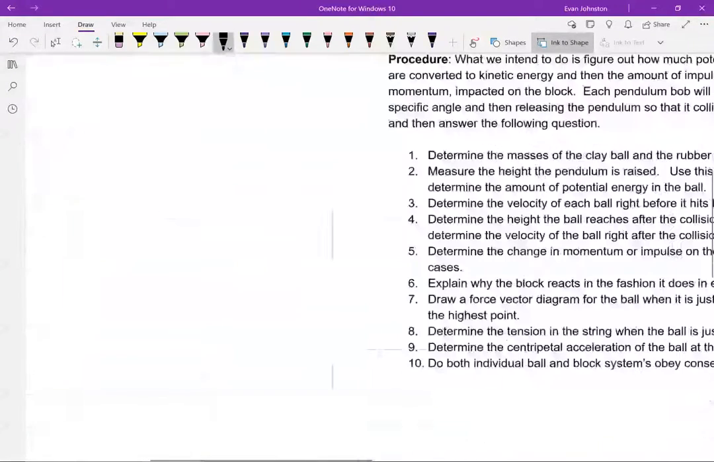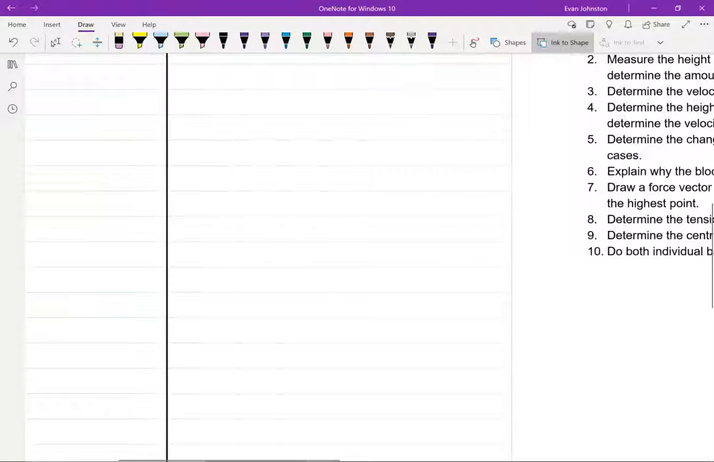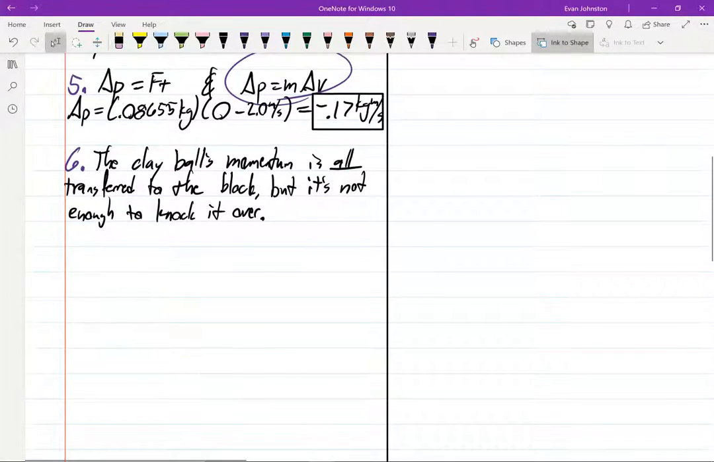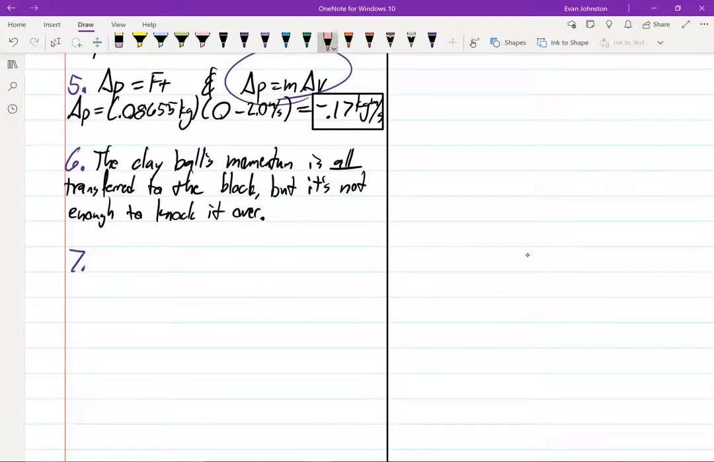So what about 7 now? Draw a force vector diagram for the ball when it is just released from the highest point. Okay. Force vector diagram is the same thing as a free body diagram. It really is the same exact thing. So looking at 7 here, well, I'm doing the clay ball, so I should use this one. And there's my clay ball.